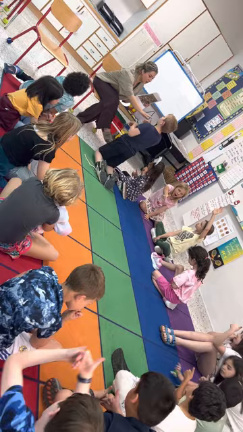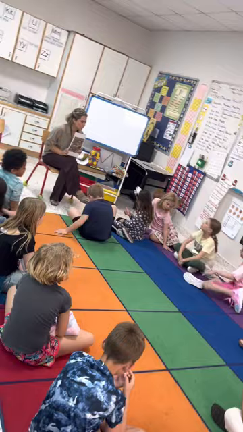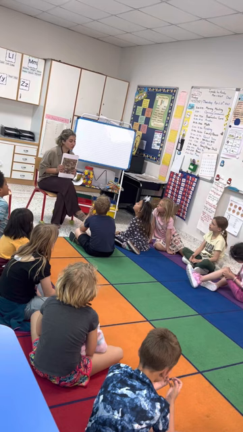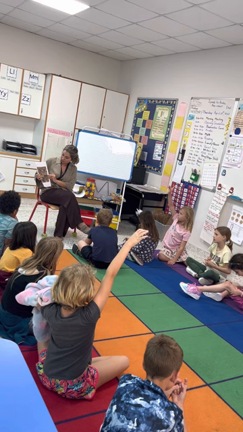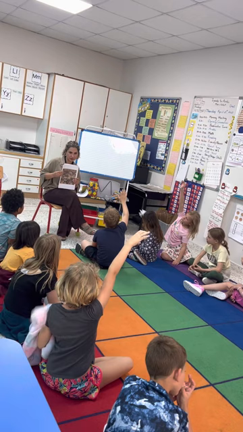Okay, on your bottom, please. Yes, did you want to say something? I noticed that not all of the bricks are the same size. Oh, that's a good observation. Not all of the bricks are the same size. Yes? Some of them are different colors. Some of them are different colors, true. So not all of the attributes in those shapes are the same, are they?